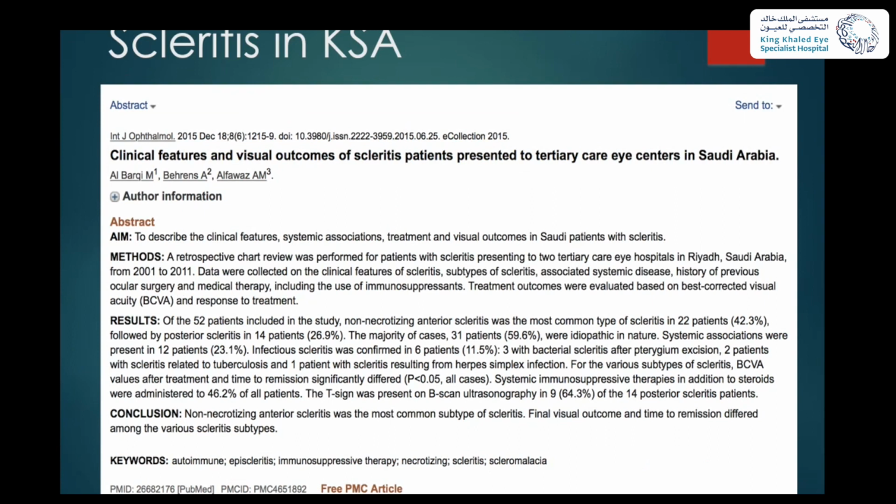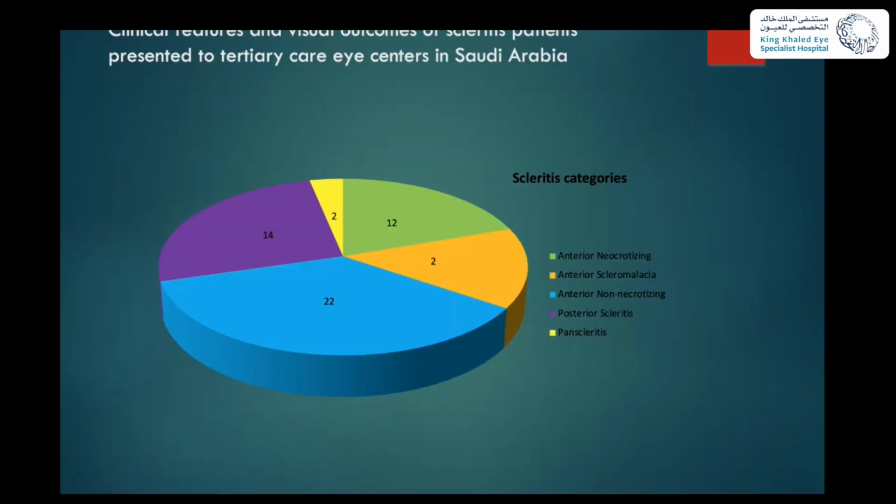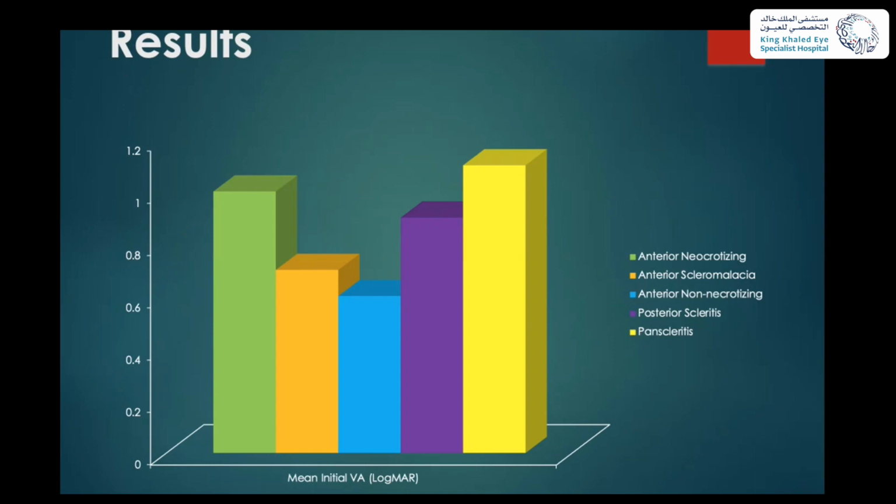Around 2015, we did a study shared between King Abdulaziz and King Khaled. At that time Dr. Mohammed Al-Bargi was the senior resident, and this was one of his theses. They collected scleritis patients in both institutes after applying inclusion and exclusion criteria. They found that anterior non-necrotizing scleritis is the most common presentation in our cases, and most of the time patients presented with normal visual acuity.